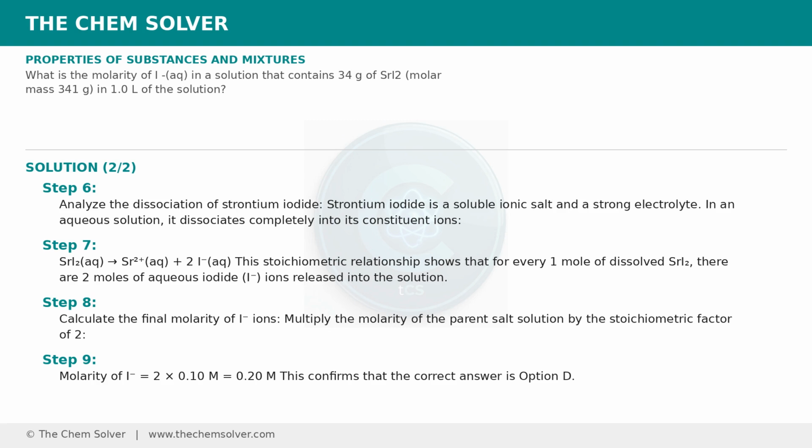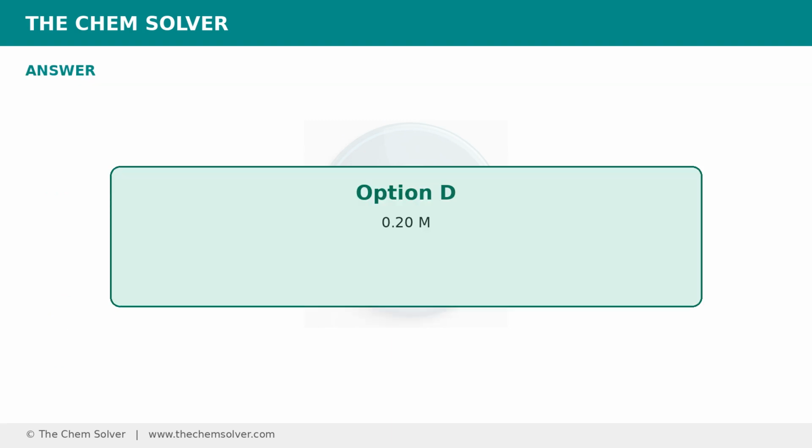Calculate the final molarity of I− ions. Multiply the molarity of the parent salt solution by the stoichiometric factor of 2. Molarity of I− equals 2 times 0.10 molar equals 0.20 molar. This confirms that the correct answer is option D. The correct answer is option D, 0.20 molar.